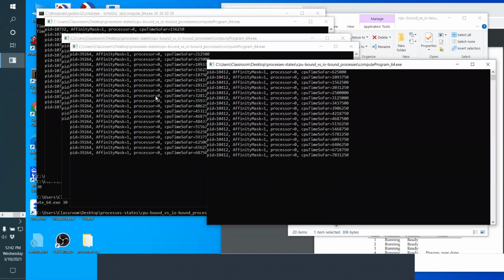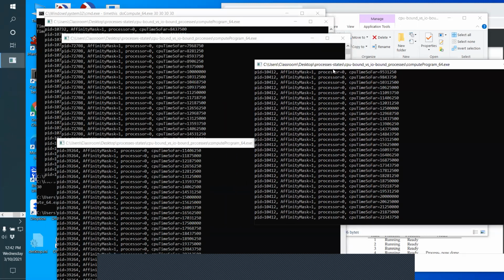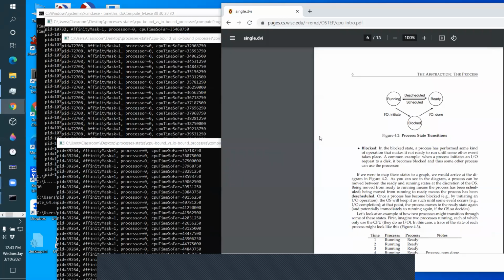Now notice that they're all running on the same processor, and the scheduler is actually having to work harder. The scheduler's got one CPU to run these 4 processes on. You can see how they're running much slower because they're sharing that CPU. If we think of our picture over here, 3 of them are in the ready queue and only one of them is running at a time.